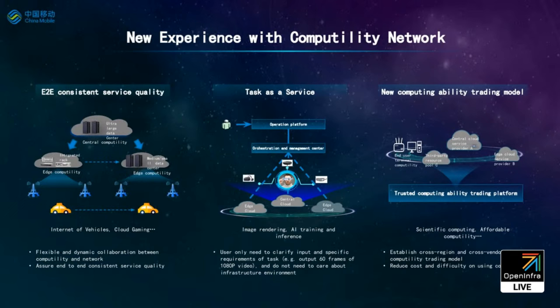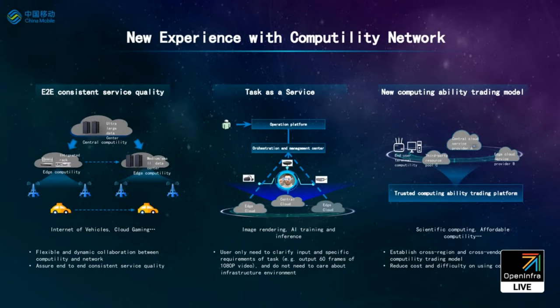And I think the last experience is that we're trying to establish a new computing ability trading model. We're trying to use blockchain to allow all the compute utility providers to register their computing resources and to mark the price for their computing resources. And then the whole system will provide all the resources directly to the users based on that information on the chain. So this can definitely help our users to get more diversified resources, and also can help the compute utility providers to gain better resource usage.